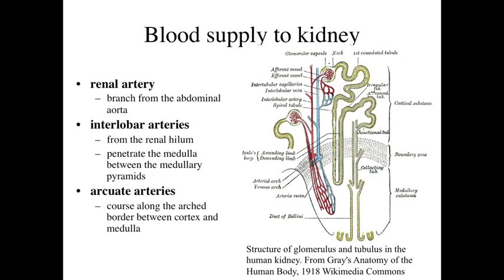Now, if we take a look at this from a gross anatomical level, you've got the renal artery, which is a branch of the abdominal aorta, which is going to be carrying the blood flow into the kidney proper. And again, it's going to be entering into the hilus, the indented region within our kidney bean type structure.